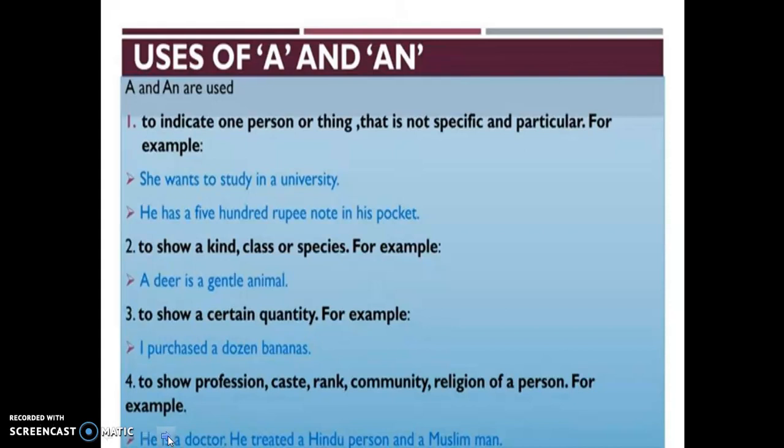For this reason, we have written here a. To show a certain quantity. For example, I purchased a dozen bananas. To show profession, caste, rank, community, or religion of a person. For example, he is a doctor. He treated a Hindu person and a Muslim man.